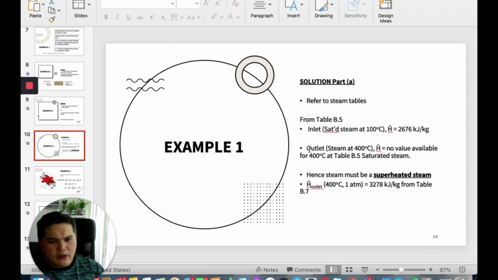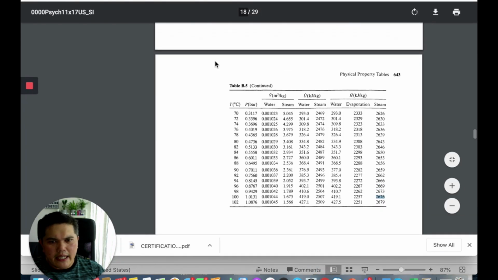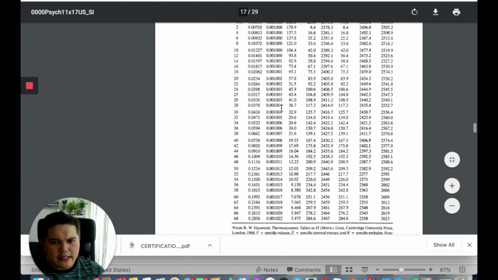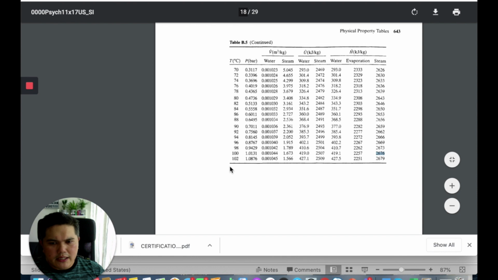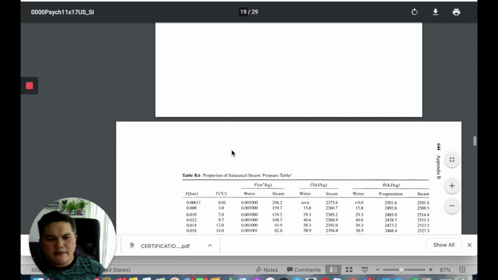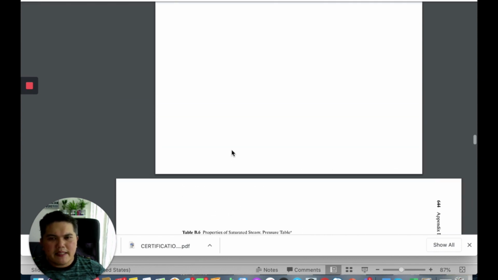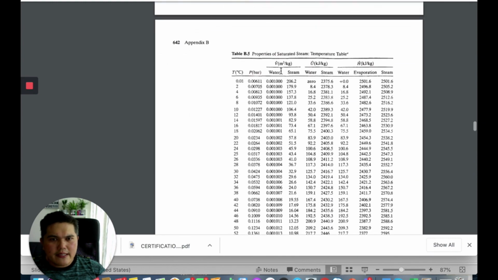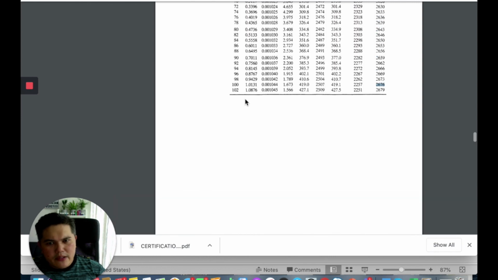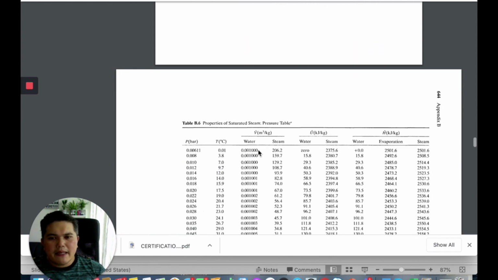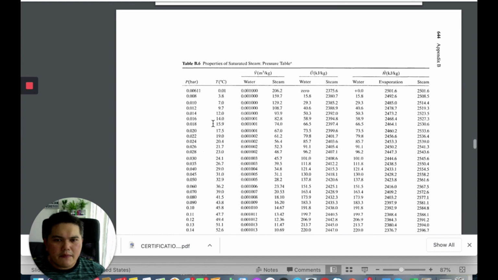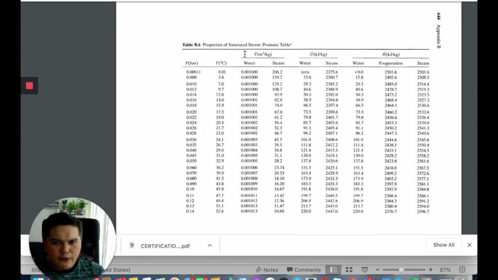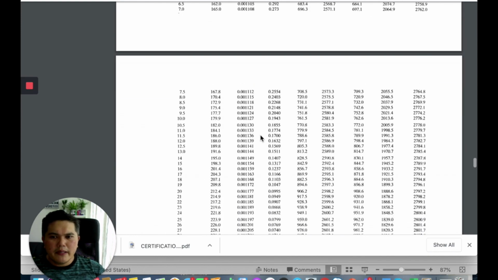The second one is the outlet steam at 400 degrees Celsius. Let's have a look here. Is there any value for 400 degrees Celsius? No, because the temperature for water only reaches up to 102. So because there is no temperature at 400, the outlet stream must be a superheated steam. We skip straight away, because table B6 is also only for saturated steam, so we skip to table B7.